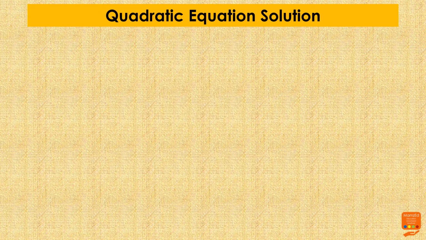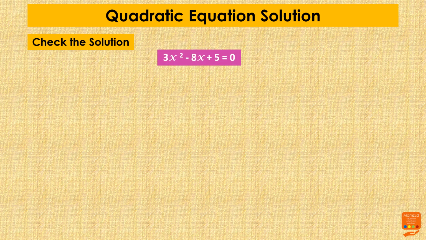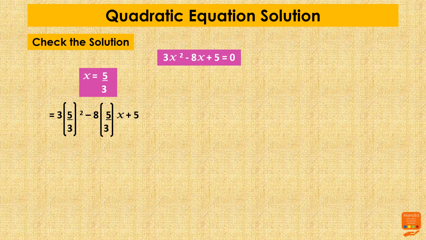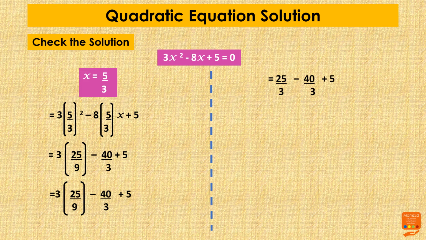So let's do a check. Let's try to replace x by 5 by 3 in the quadratic equation and see what happens. So the equation becomes 3 multiplied by (5 by 3) square minus 8 multiplied by 5 by 3 plus 5. When we solve this, we get minus 15 by 3 plus 5, which is equal to minus 5 plus 5, which is equal to 0.